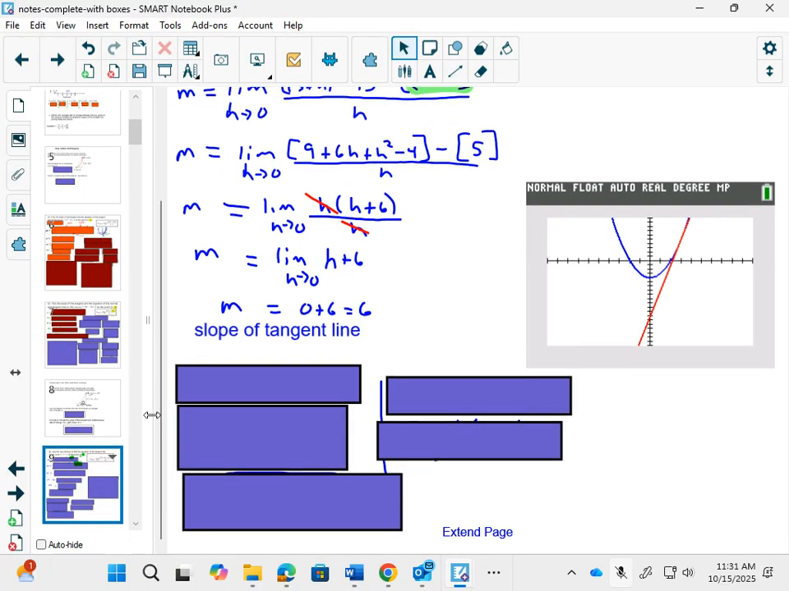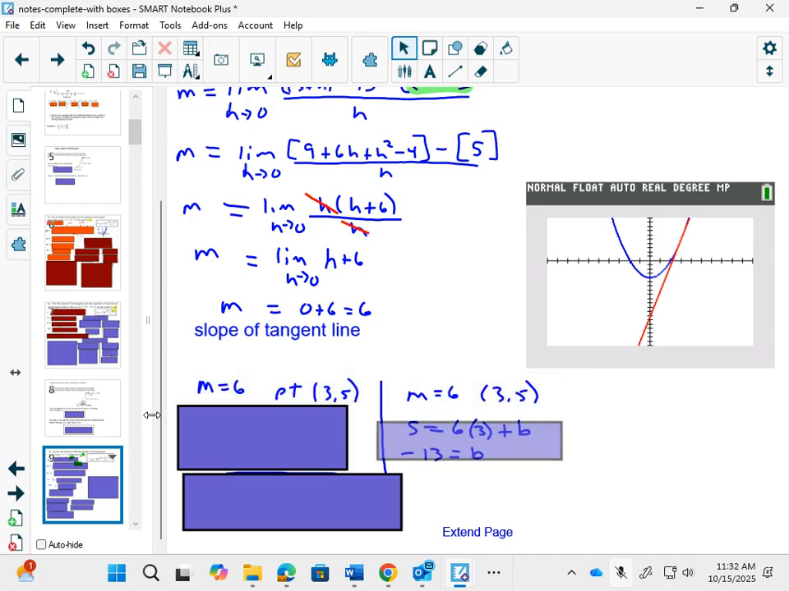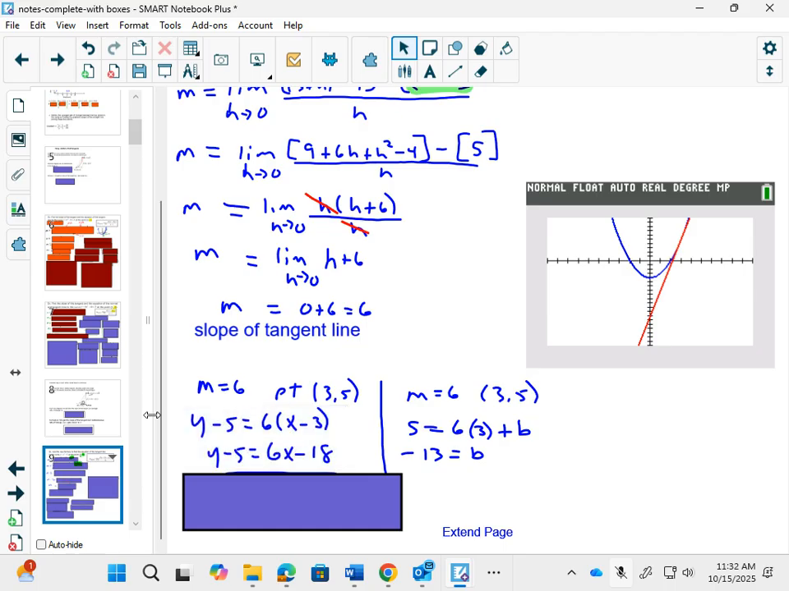And then to find the equation of the tangent line, you've got your point and your slope, so you can either use y equals mx plus b and find b, or you can use y minus y1 equals m times x minus x1.